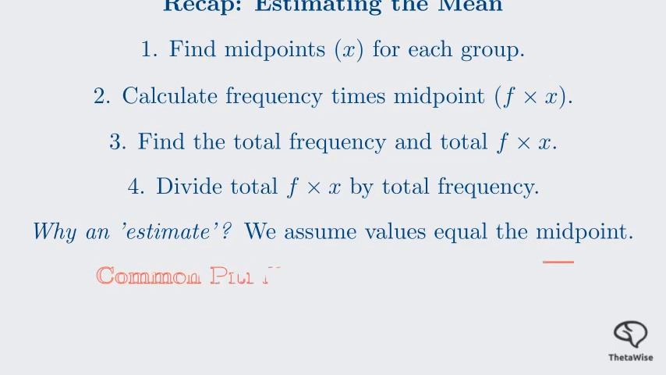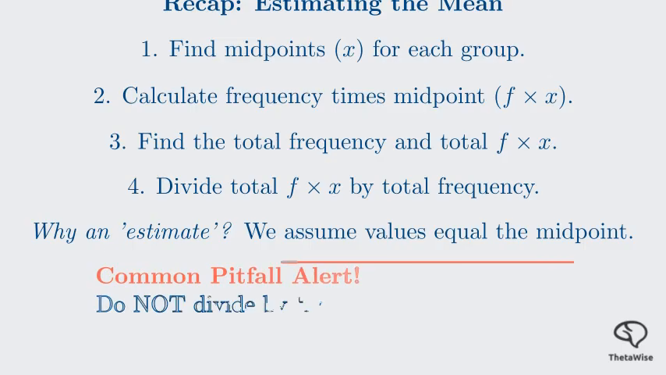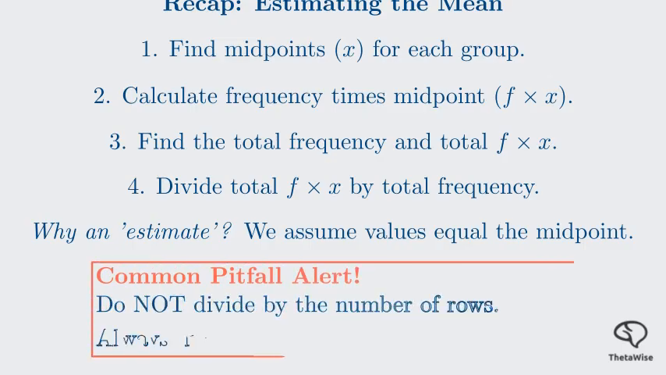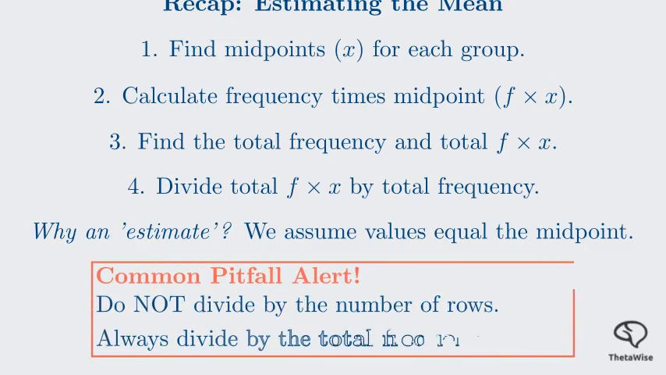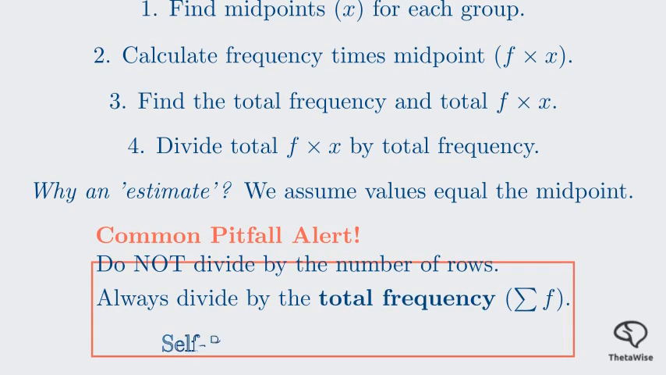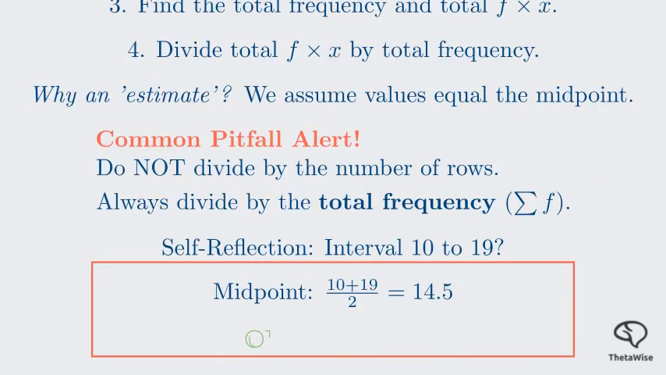A common mistake in exams is dividing by the number of rows in the table, for example, dividing by 4 instead of the total frequency of 50. Always divide by the total frequency. Before your next practice paper, ask yourself, do I know how to find the midpoint if the interval is written as 10 to 19 instead of 10 to 20? In that case, the midpoint would be 14.5. Good luck with your revision, and keep practicing these table calculations to ensure you pick up full marks on these questions.